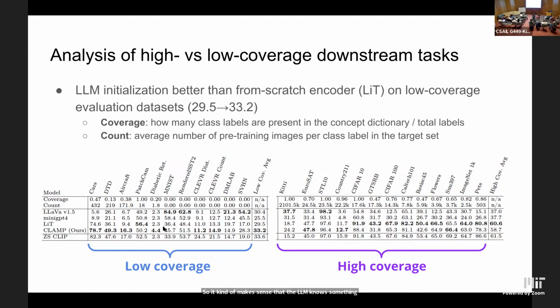But the other thing to notice is that in a lot of these low coverage data sets, performance is still quite low overall. Even for CLIP, this is zero-shot performance, right? So just to point out that this is by no means a solved problem.